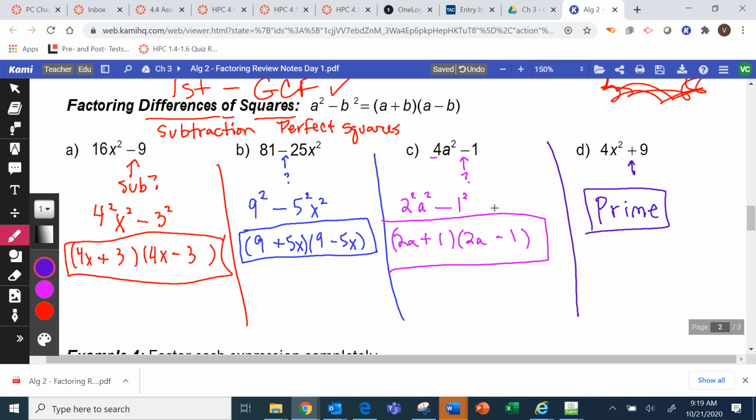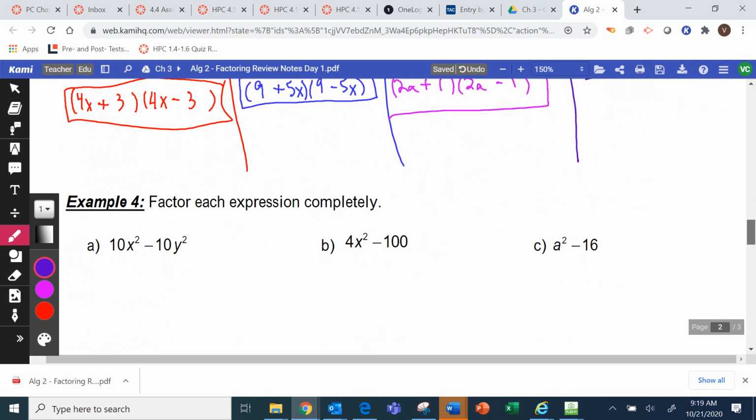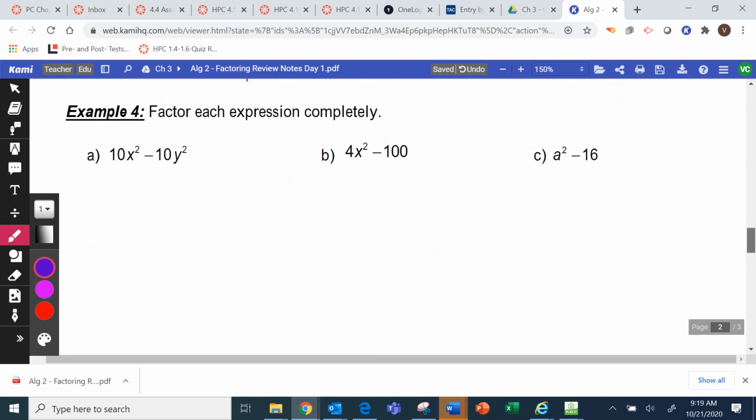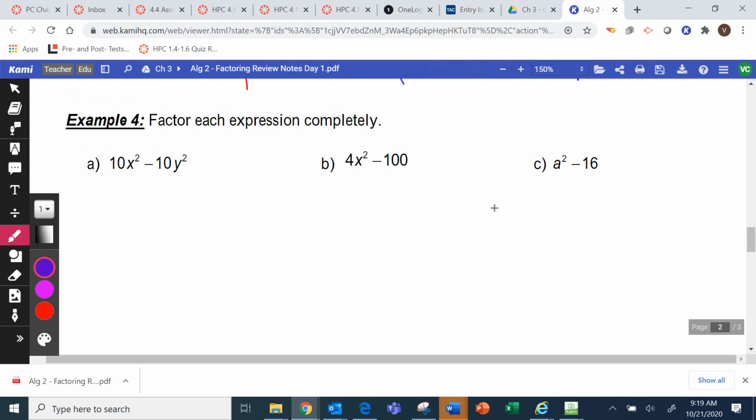Thank you. Okay, so because I could not factor it at all, it's prime. It's not factorable. Prime. So this next section says factor each expression completely. So the first thing that we want to do is look for a GCF. In question A, is there a GCF? Greatest common factor. Corey, what is it?